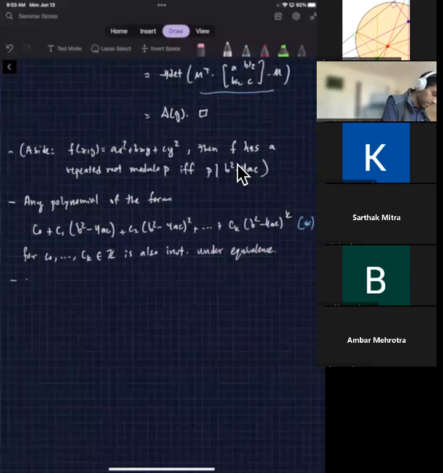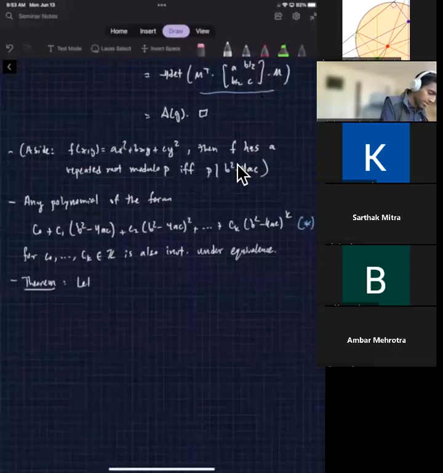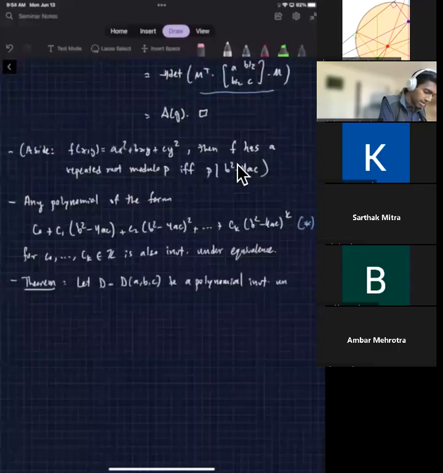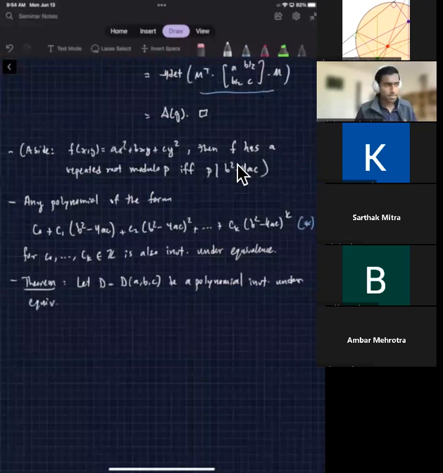And now we have the following very beautiful theorem, which is stated as follows. Let D be a polynomial in the coefficients of a BQF, some polynomial in a, b, and c, and suppose that it is invariant under equivalence of BQFs. Then D is of the form star.